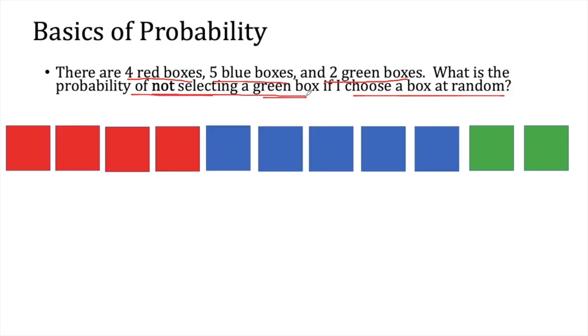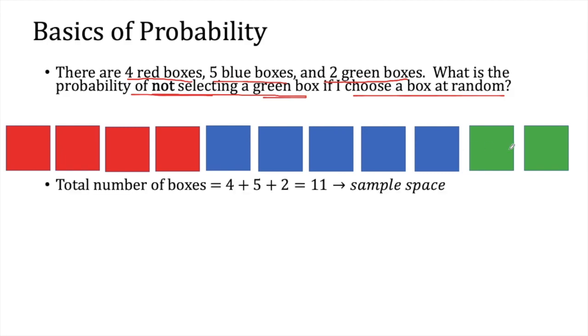So as in the previous video, we'll draw out the items in our sample set. So we have 4 red boxes, 5 blue boxes, and 2 green boxes. And the sample space is, at least for the sake of this problem, the sum of all the boxes that are there, and that's 4 plus 5 plus 2, which is equal to 11. So we'll be dealing with probabilities inside this sample space of 11 boxes. And we see that the number of green boxes is 2.